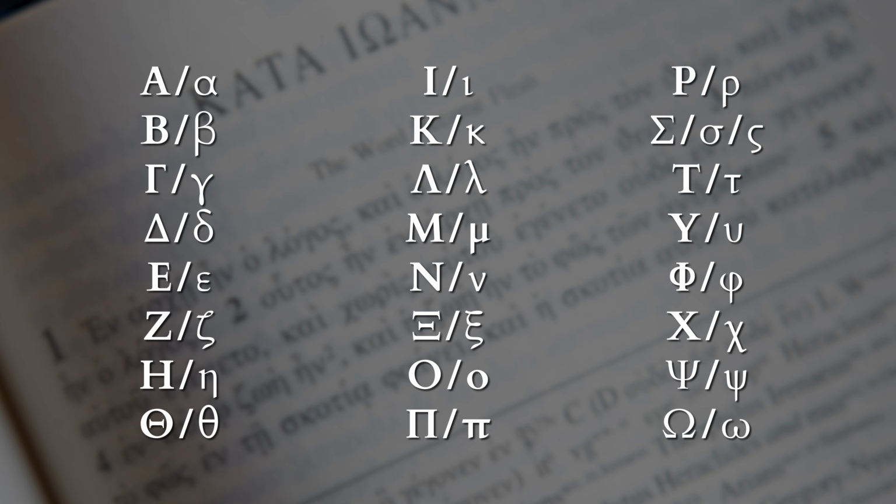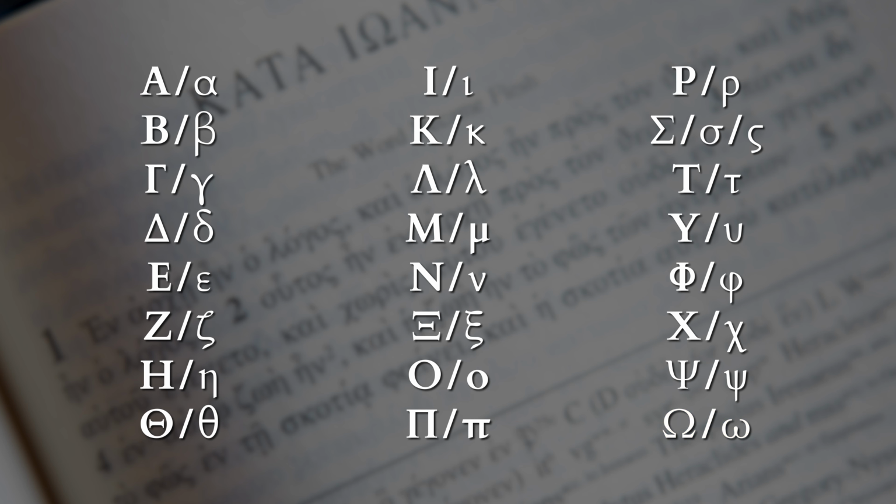Congratulations! You've now learned the entire Greek alphabet. Let's say the whole thing in sequence. Alpha, beta, gamma, delta, epsilon, zeta, eta, theta, iota, kappa, lambda, mu, nu, xi, omicron, pi, rho, sigma, tau, upsilon, phi, chi, psi, omega. Awesome.